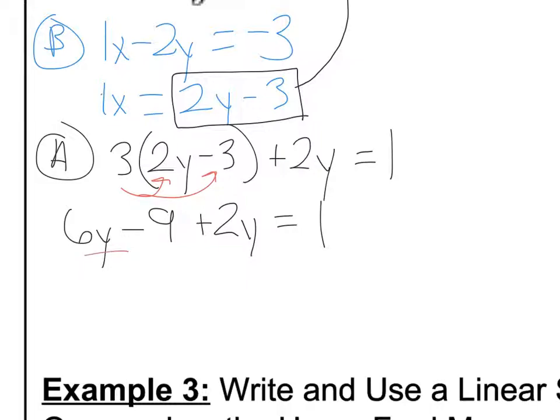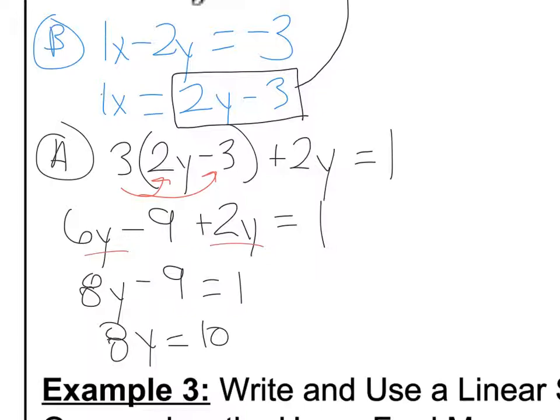We have like terms here and here. So this is now going to become 6 and 2 is going to be 8y minus 9 equals 1. Add the 9 over, so 8y equals 10. And we divide by 8.